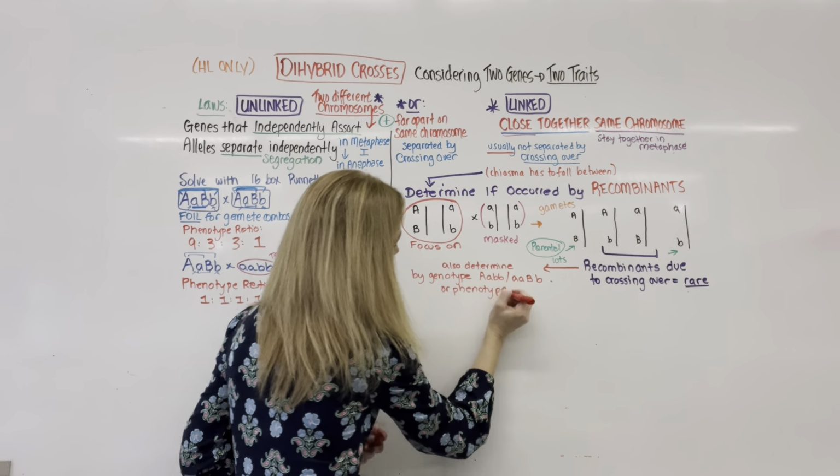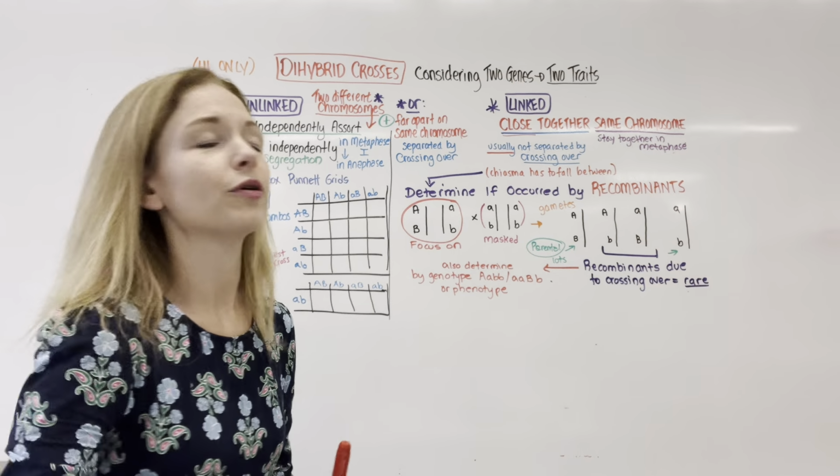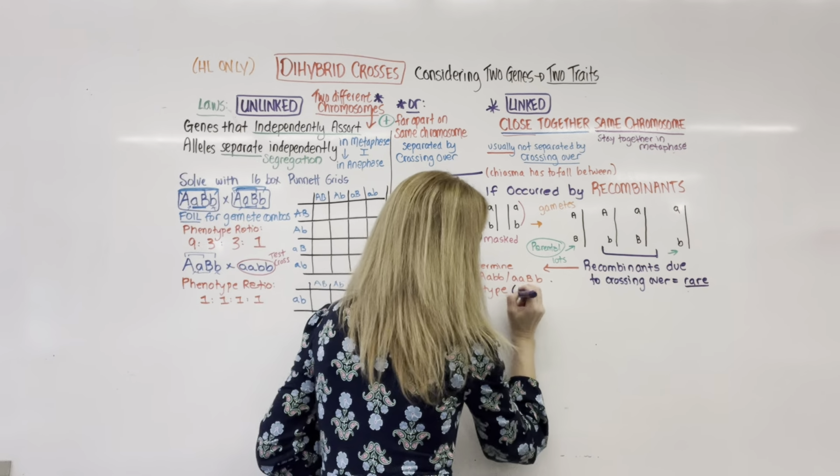When we're doing it by phenotype, we're looking for new combos. So we're looking for new trait combos that we didn't see in either parent. So neither parent would have that combo. Okay, so that is essentially the theory behind what linked genes are.